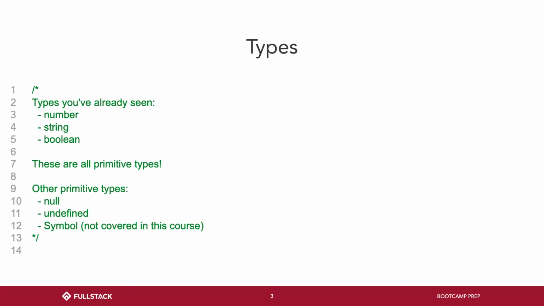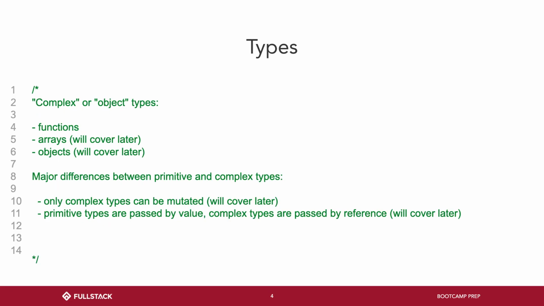So types. You've already seen the number, the string, the Boolean. These are all primitive types, okay? Other primitive types: null, undefined, and symbol. Don't worry about symbols. We're not talking about them in this course. They're new things that were introduced with ES6, so we're not going to cover them. Then we have complex or object types as well, like functions, arrays, and objects.